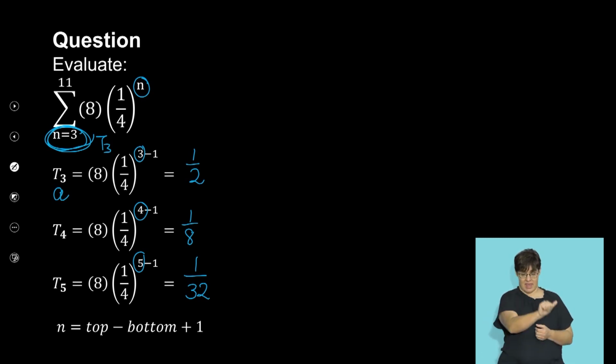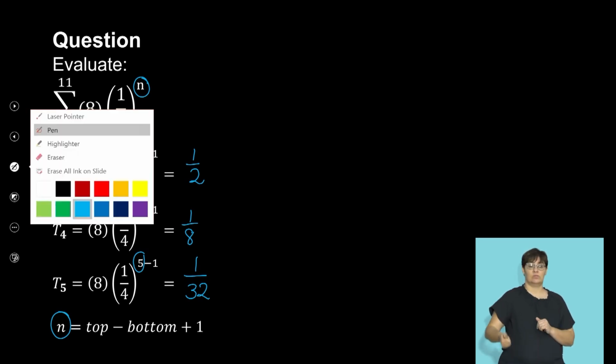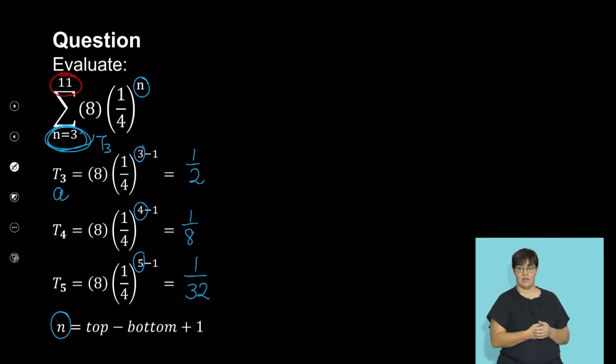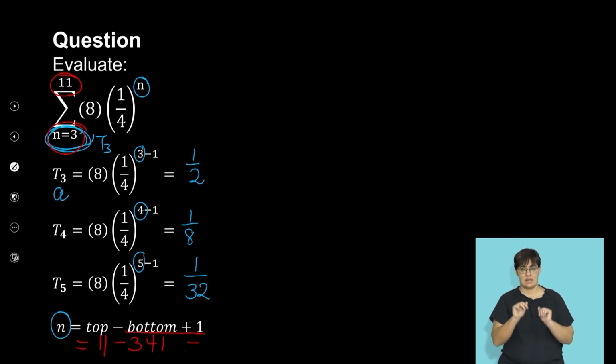Great, so now that we actually have a, we can determine r because I have the first 3 terms. I still need my n for the sigma portion of this sum. A reminder that to find the number of terms involved in this actual series, I take the top number of the sigma sum and I subtract the bottom number and then I add 1. So the number of terms involved in this pattern will be the top number, which is 11, minus the bottom number, which is 3, plus 1. So you'll see that n is equal to 9. So there are 9 terms involved in this sum.